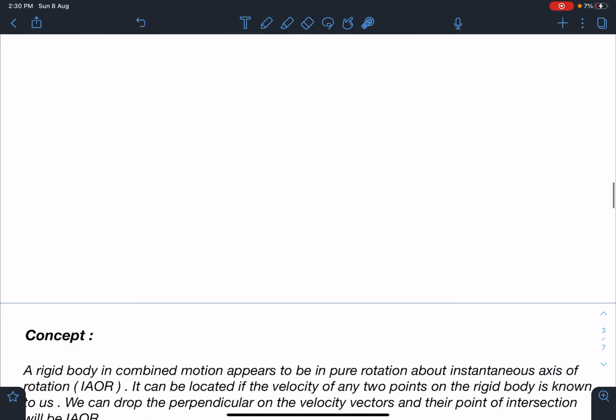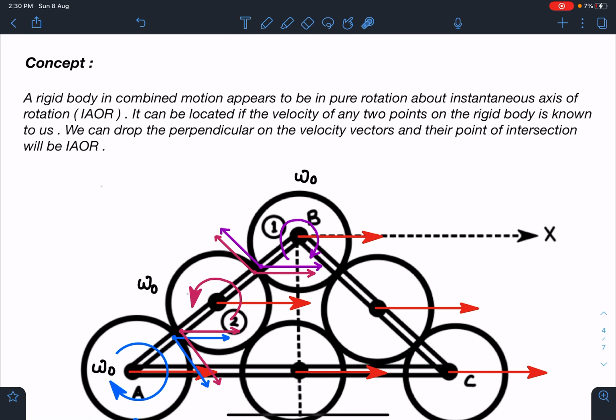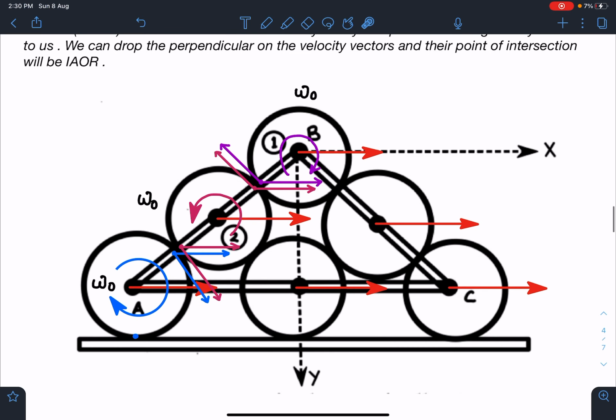All right, so let's discuss the concept part in this problem. Here we can see a rigid body in combined motion appears to be in pure rotation about the instantaneous axis of rotation. Its short form is IAOR. It can be located if the velocity of any 2 points on the rigid body is known to us. So if we know the velocity vector of any 2 points on the rigid body, then we will just drop the perpendicular on the velocity vectors, and we'll take the point of intersection. That intersection point itself, an axis passing through that, will be the instantaneous axis of rotation. So the same logic we are going to apply here also.